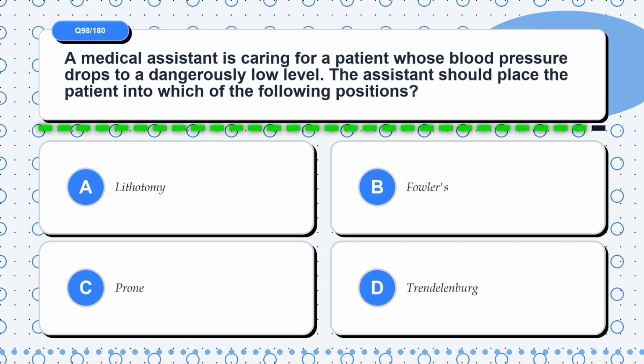Question 98. A medical assistant is caring for a patient whose blood pressure drops to a dangerously low level. The assistant should place the patient into which of the following positions? Here are the options. Option A, lithotomy. Option B, Fowler's. Option C, Fridolin. Option D, Trendelenburg.